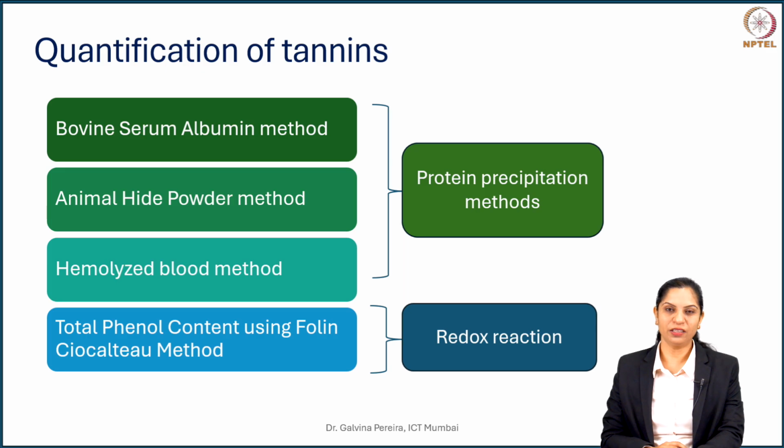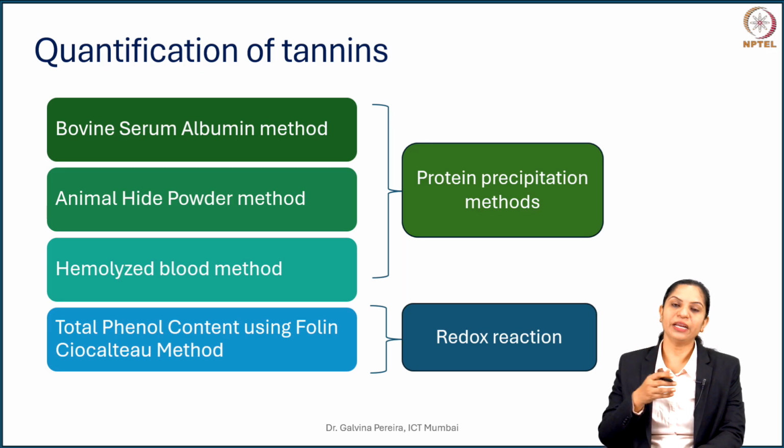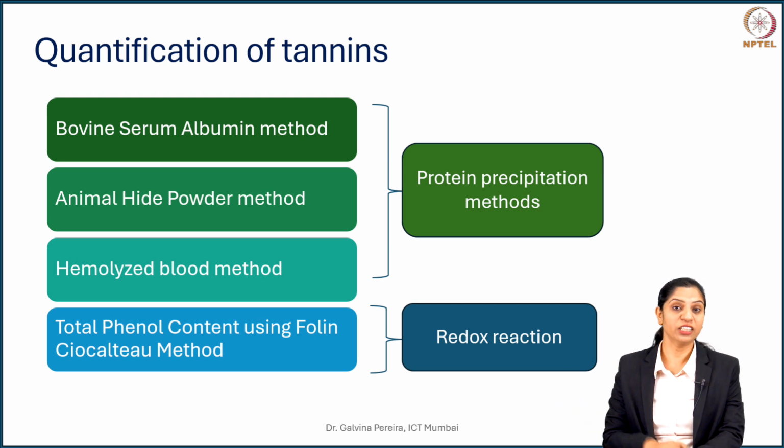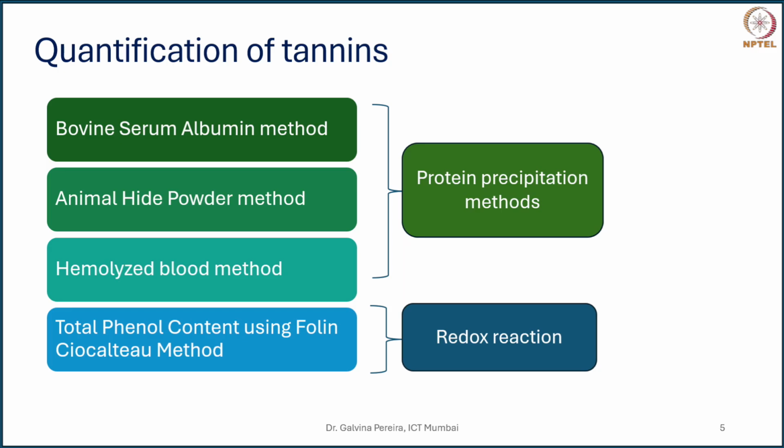Now the fourth method is a little more non-specific, and that applies to all the polyphenolics. So the first three methods applied, but they were a little tedious. The fourth method is much simpler, easier, but the only limitation that it has is that it reacts with all polyphenolics. So this includes tannins, flavonoids, as well as other polyphenols which are present in your plant. So what is this Folin-Ciocalteu method?